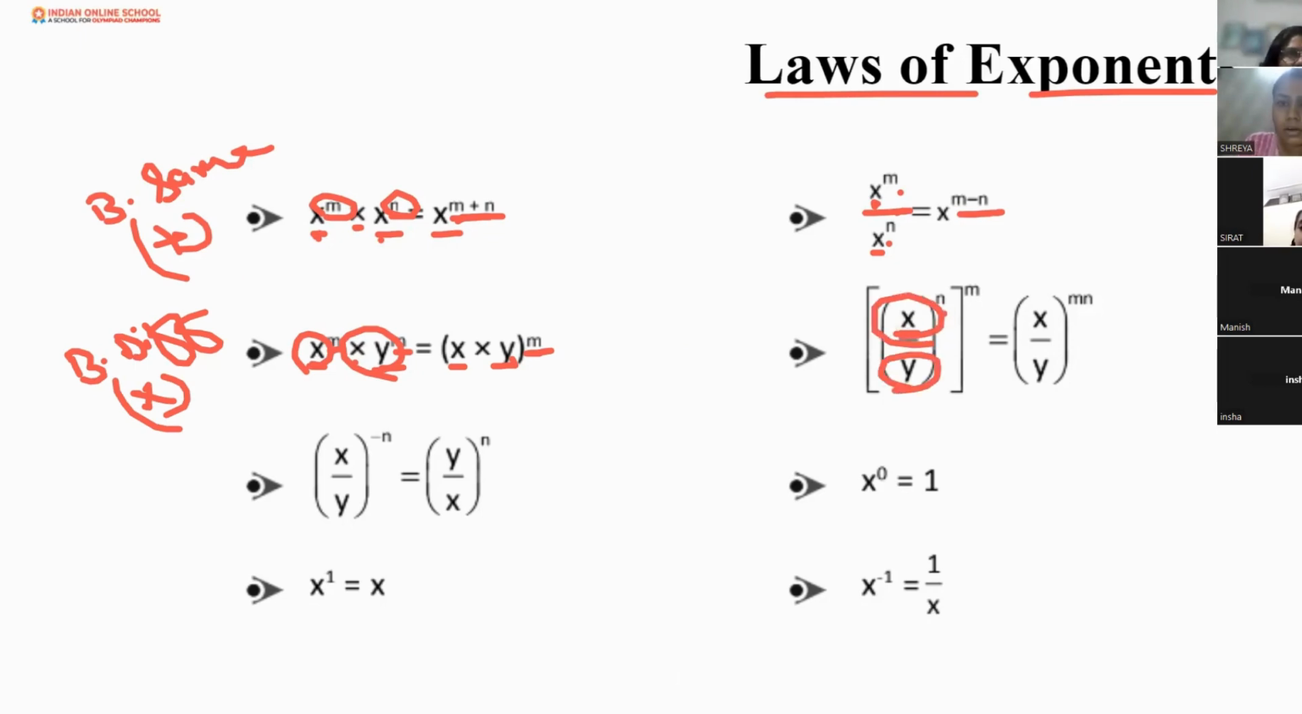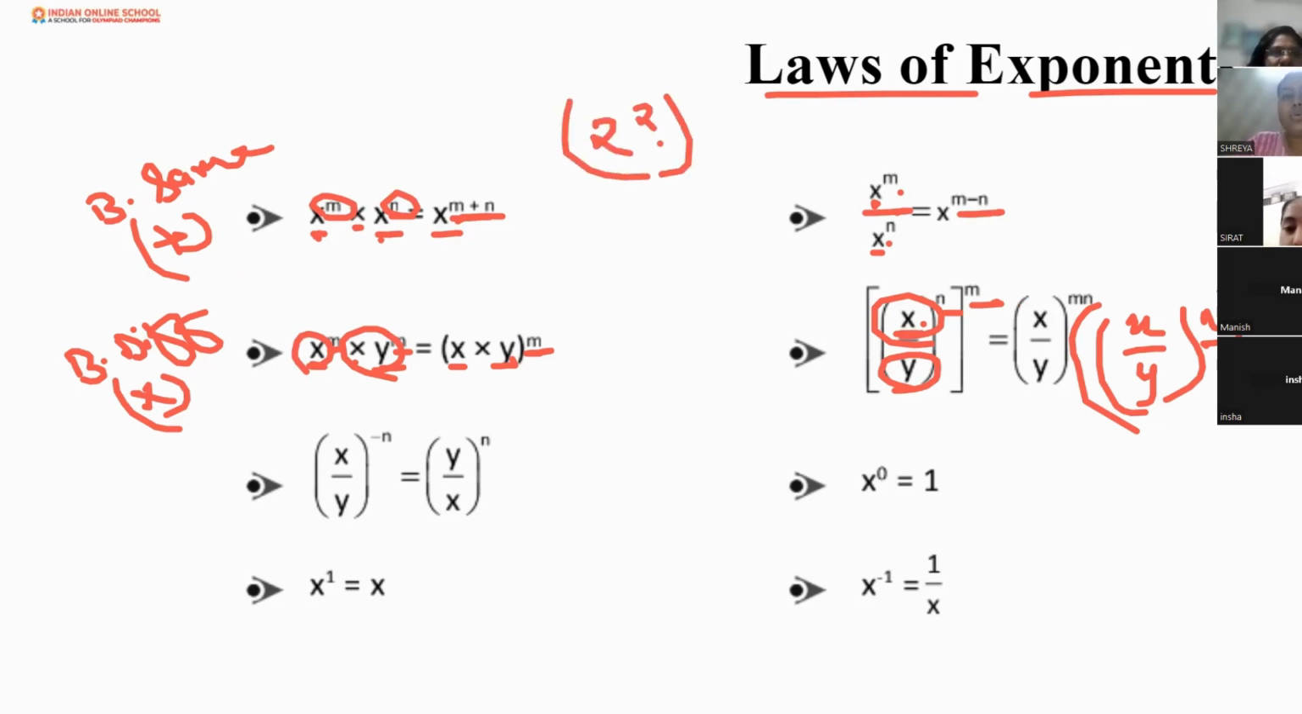Similarly, 2 different bases with the same exponent under division. X by y is your base, and you have it whole to the power m. In that case, if you have 2 exponents, you multiply both of them. For example, let's say 2 to the power 2 whole to the power 3. What will it become? That would be equal to 3 into 2, 6. So it becomes equal to 2 raised to 6. Do you understand?